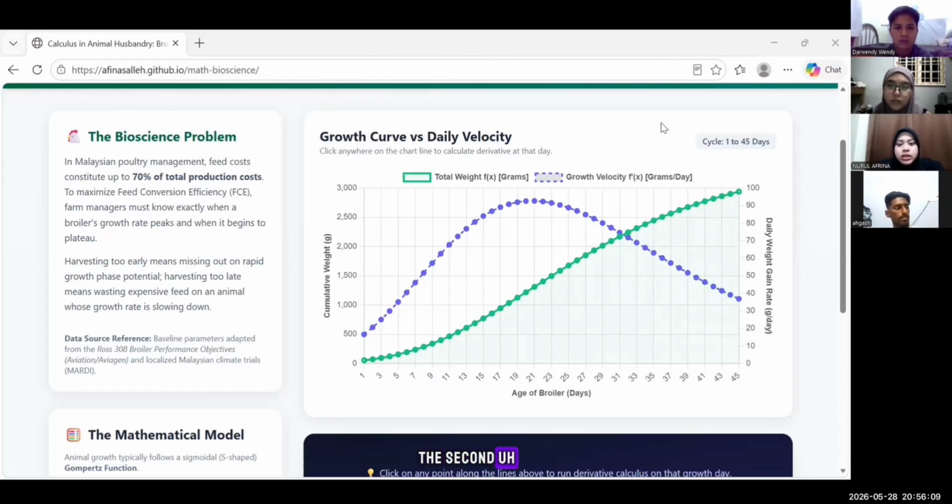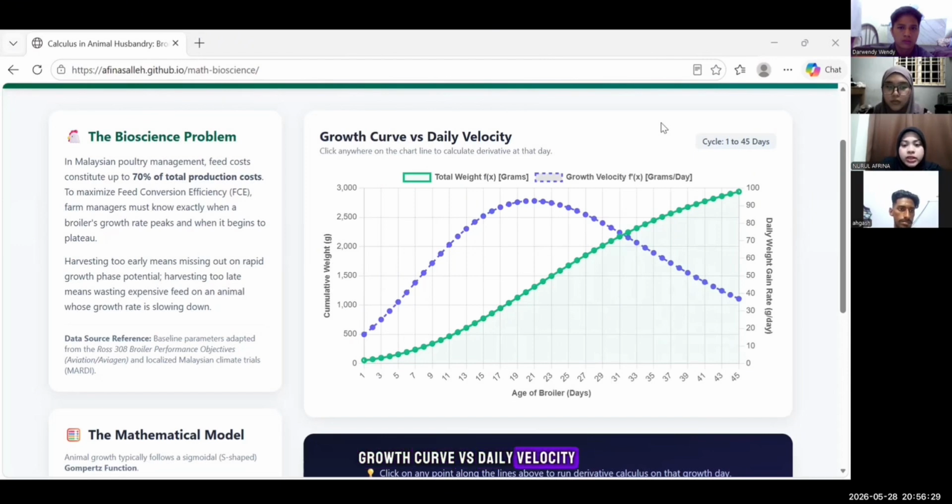The second, the mathematical model plot here, shows the Gompertz function, which predicts chicken growth. The formula calculates total weight at a given day, and its derivative shows the daily growth rate. This helps identify the peak growth period.